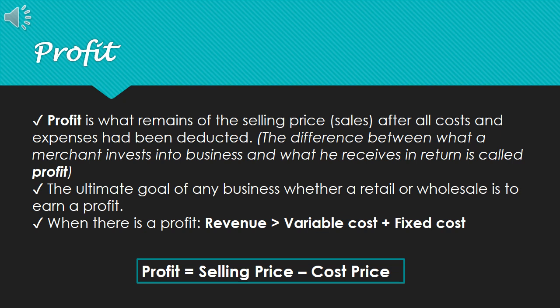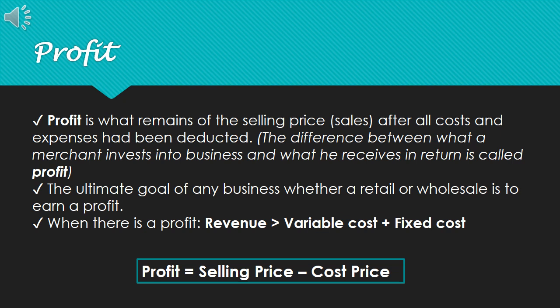For our first topic, we have profit. Profit is what remains of the selling price or sales after all costs and expenses have been deducted. So it is the difference between what a merchant invests into a business and what he receives in return. And the ultimate goal of any business, whether it is retail or wholesale, is to earn a profit. And last, when there is a profit, the revenue is greater than the variable cost plus fixed cost.